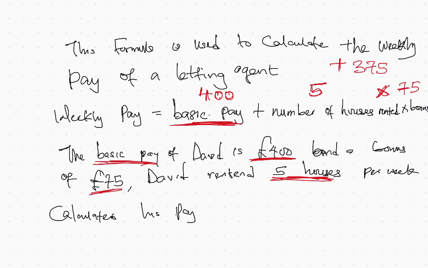So the weekly pay is going to be what? 775. Can you see that the formula is used to calculate the weekly pay of a letting agent? The weekly pay equals basic pay plus number of houses rented times bonus. If the basic pay is 400 per week, the number of houses rented is 5, and the bonus is 75, you go 400 plus 5 times 75. That gives you that answer.